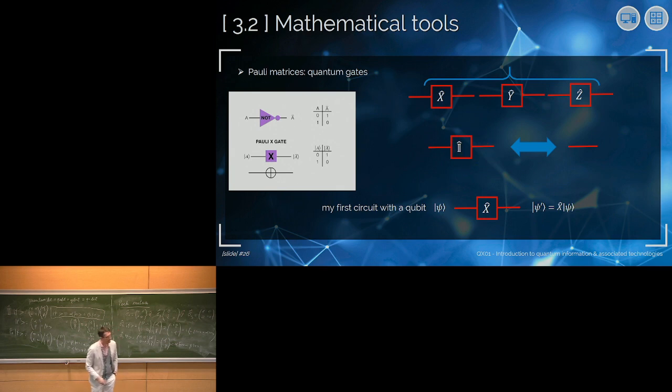So we represent them like this, in a box. For the X gate, there are sometimes other notations. So this is another notation. It's a cross with a circle.